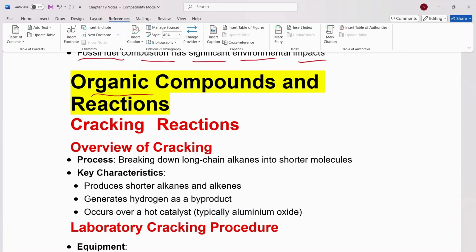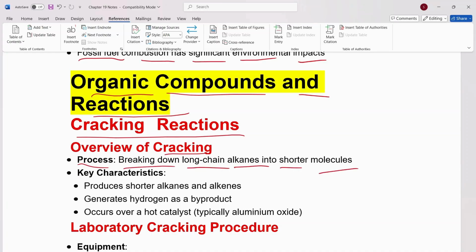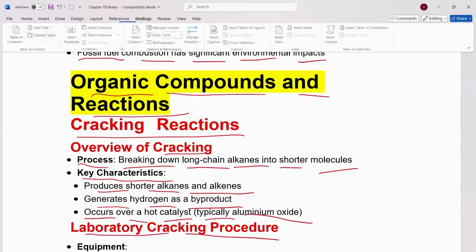Now, let's talk about some organic compounds and their reactions. Cracking reactions, overview of cracking. Process: breaking down long chain alkanes into shorter molecules. Key characteristics of cracking: it produces shorter alkanes and alkenes. It generates hydrogen as a byproduct. It occurs over a hot catalyst, typically aluminium oxide. Then we have the laboratory cracking procedure.